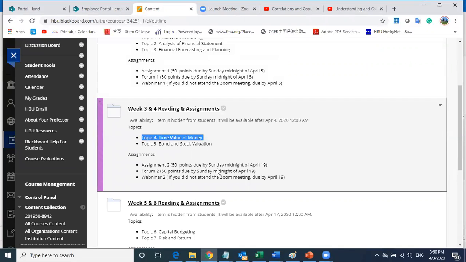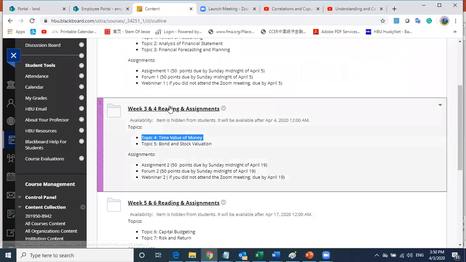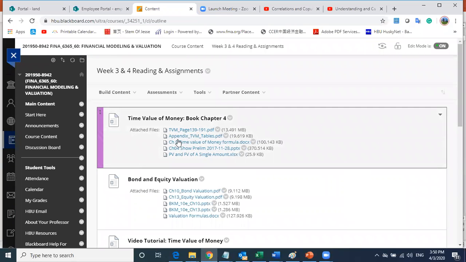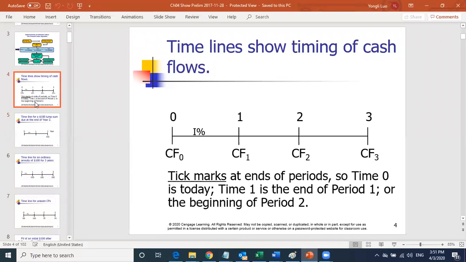So the time value of money, so I have, you can download your PowerPoint slides right here, week 3, and you have the time value of money slides, okay. This is chapter 04, and this is the PowerPoint slides. That's what I'm talking about right now, okay. So we talk about the time value of money, why this is important, okay.